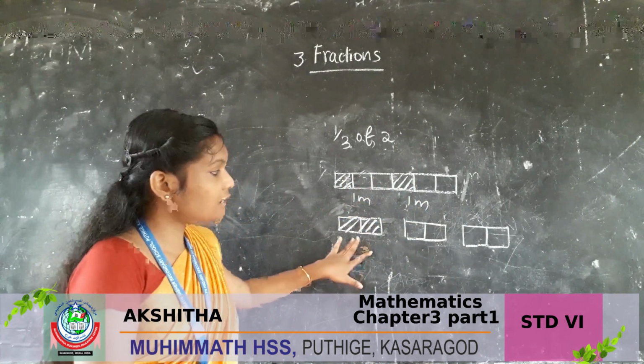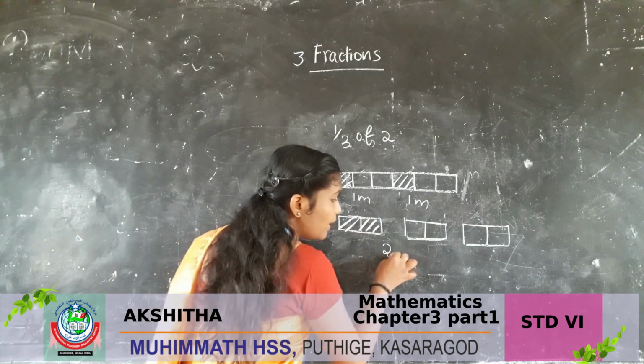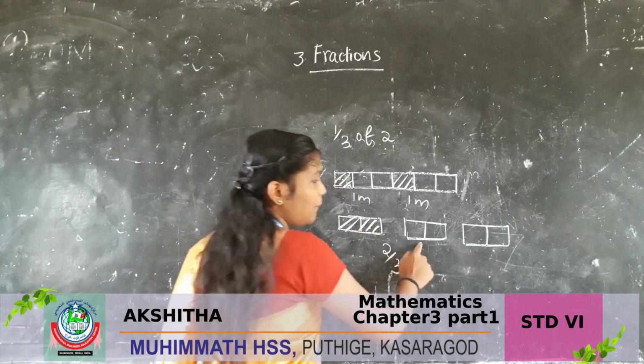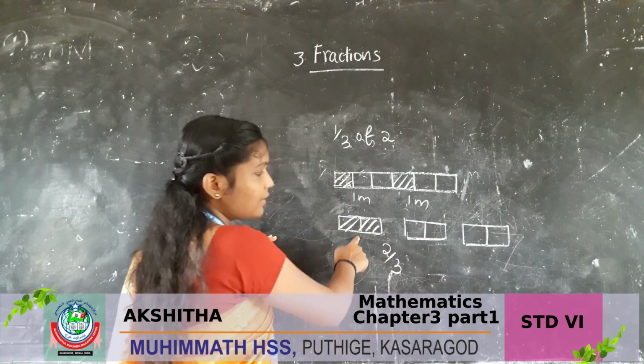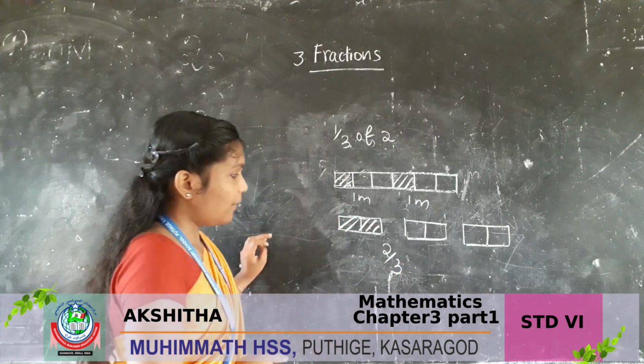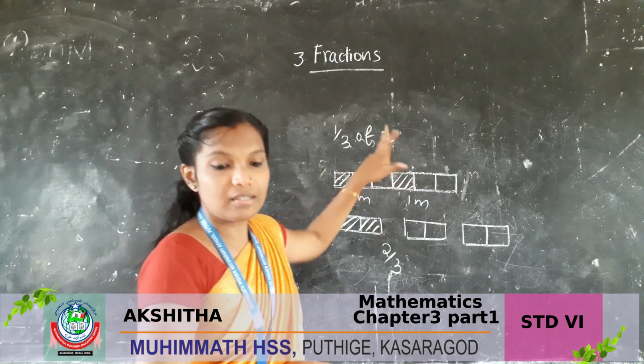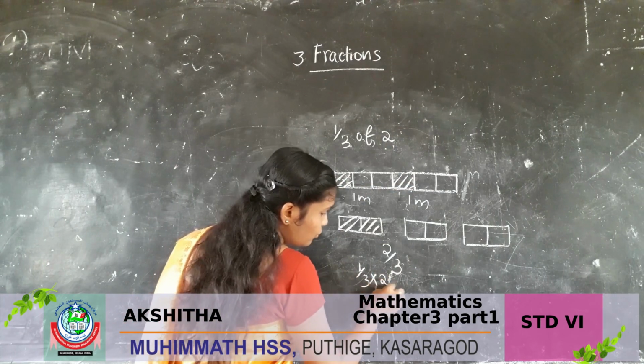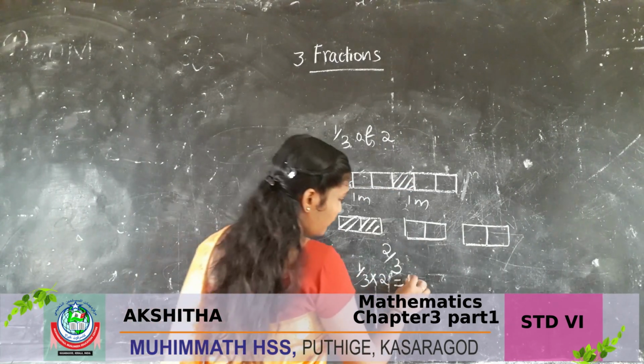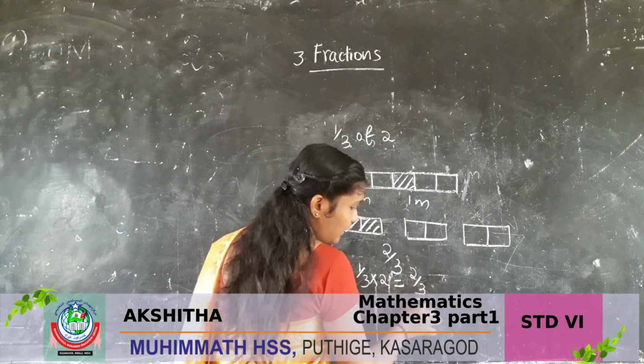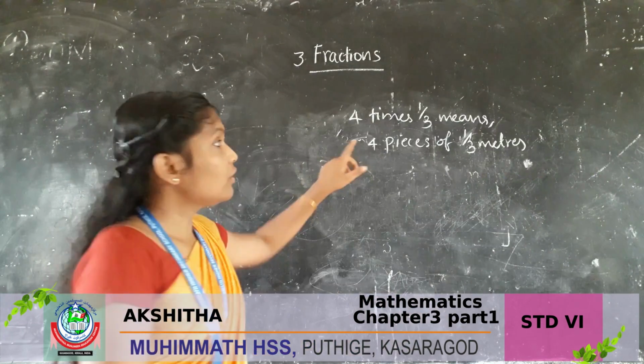So what is the answer here? 2 by 3. 3 parts is there, 2 parts shaded. 1 by 3 of 2 is 1 by 3 into 2 is equal to 2 by 3. Is it clear?